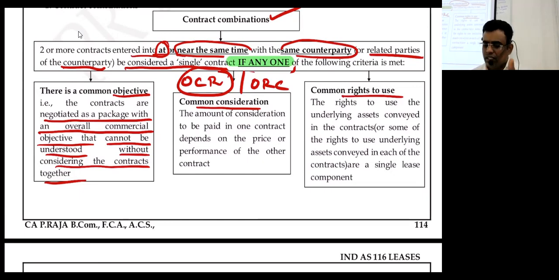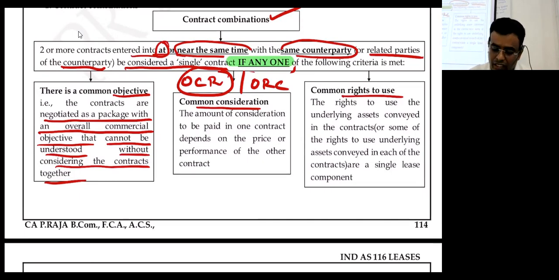Computer is together. Yes or no? Are you able to understand? Because this example will make you understand. My objective is to use it as a computer. If I want to use it as a computer, I must have a monitor, I must have a keyboard, I must have a CPU. So the objective to use is together only, no?